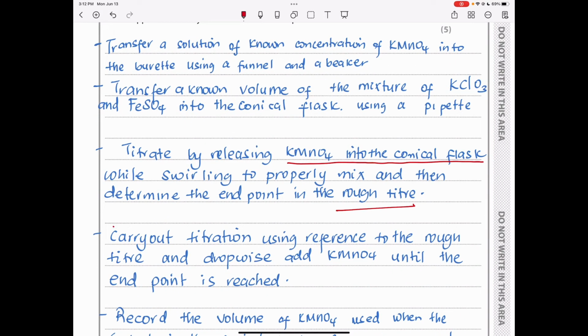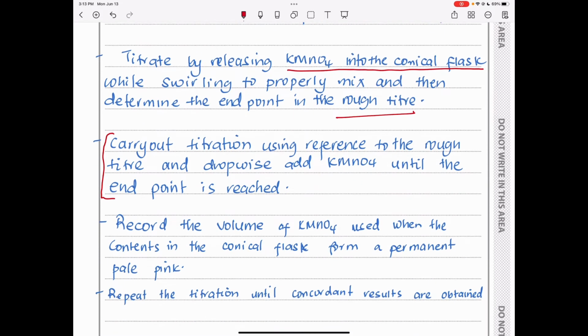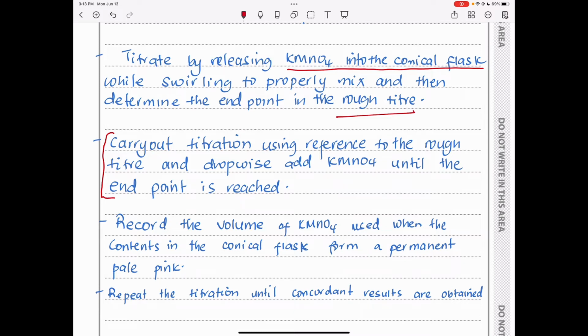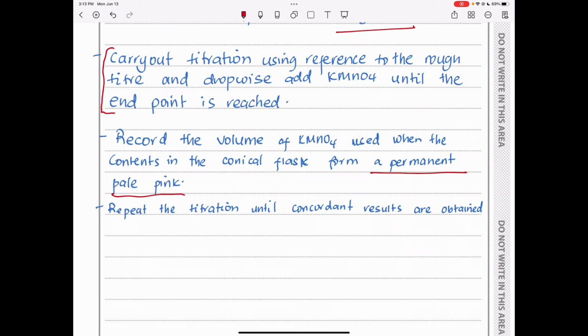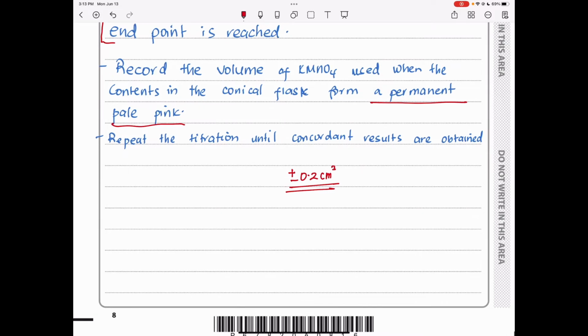And then next, we're going to carry out other titrations. So carry out a titration using the reference from the rough titer, and add potassium manganate drop-wise until the end point is reached. After that, we will carry out more titrations to get concordant results. Record the volume of potassium manganate used when the contents in the conical flask form a permanent pale pink. This is the color at the end of the titration. Once you have got that volume, repeat the titration until concordant results are obtained. Concordant results are results that are within plus or minus 0.2 centimeters cubed of each other. Then you can know that your titration was successful.